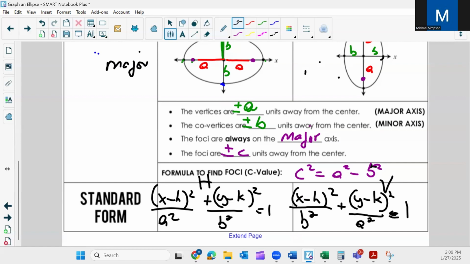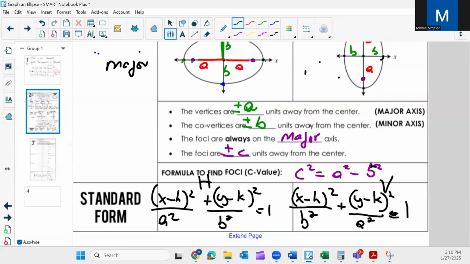At this time, we're going to graph an ellipse and find the vertices, co-vertices, and foci. All right, here we go. So this is what the standard one would look like if we wanted to graph.